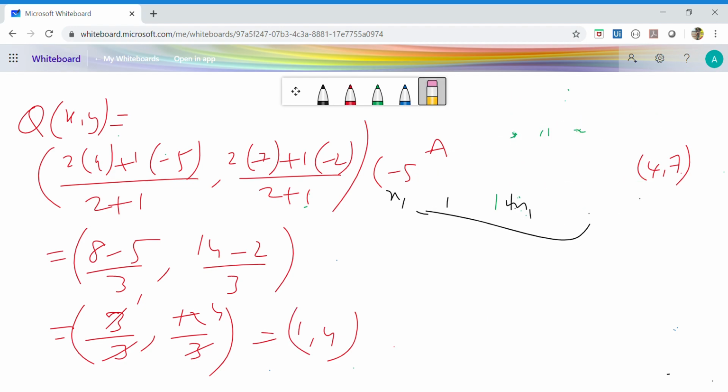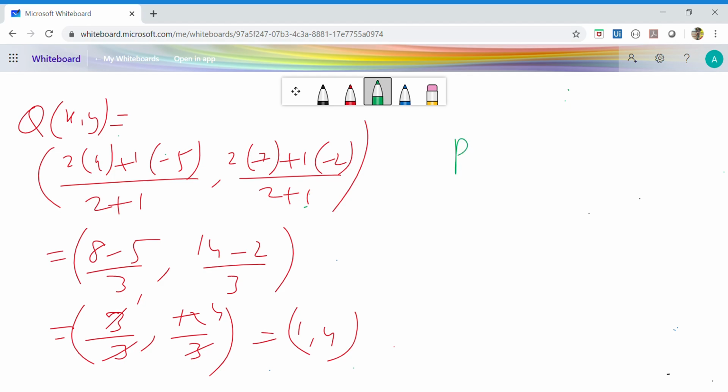Trisection points are also, sometimes they may give that P and Q divide AB in the ratio AP is to PQ is to QB, equal ratios. Then find out the P and Q terms, the coordinates of P and Q, also he will ask. Like that also the same model you have to do.